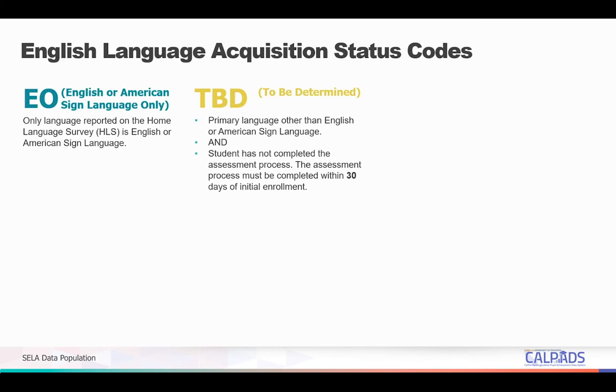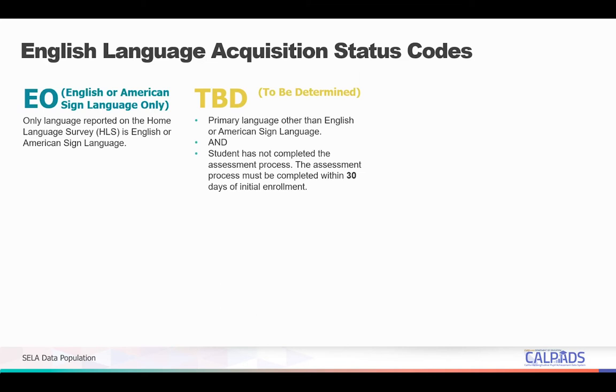Next is the TBD, or to be determined. This is reported when the home language survey form indicates a foreign primary language. Only use a TBD if the student does not have any prior ELAS status reported, or if a student was incorrectly reported as EO and requires to take the initial LPAC testing.